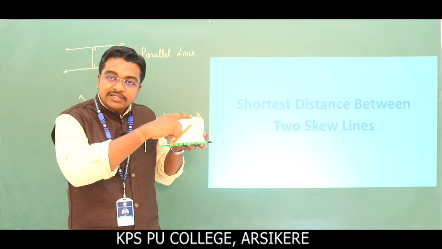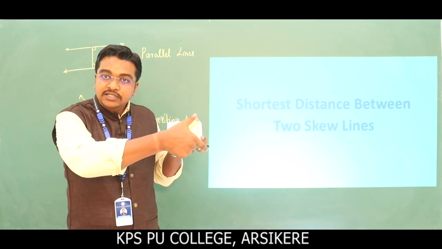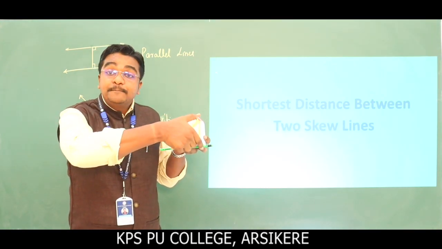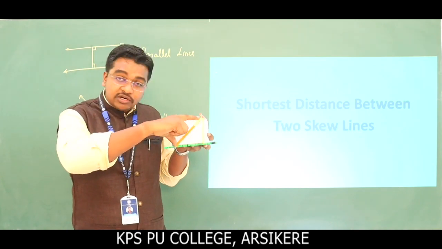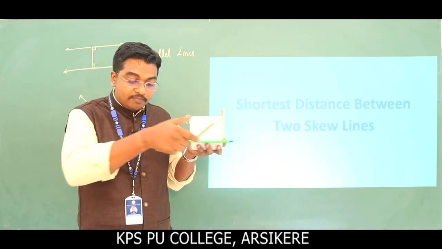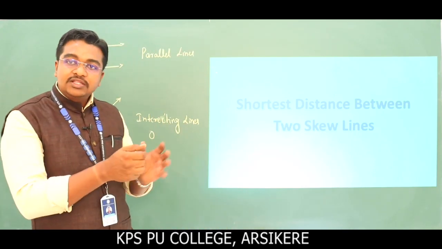Therefore the shortest distance between these two skew lines is the projection of ST on PQ. Just remember the diagram. So this is the case of 3 dimension.